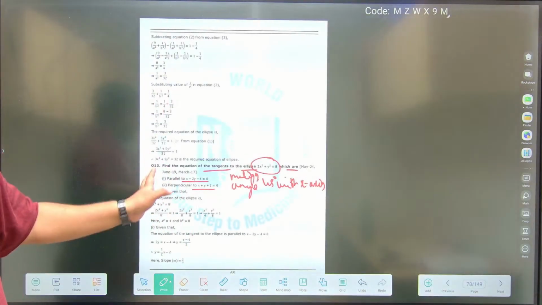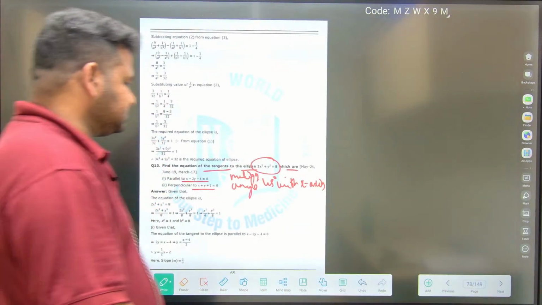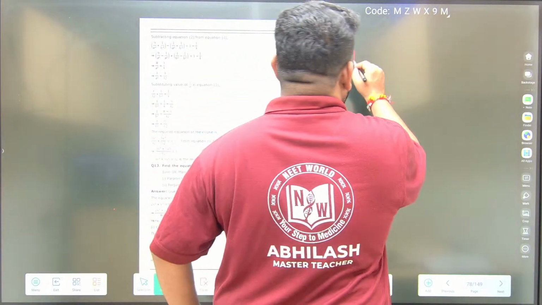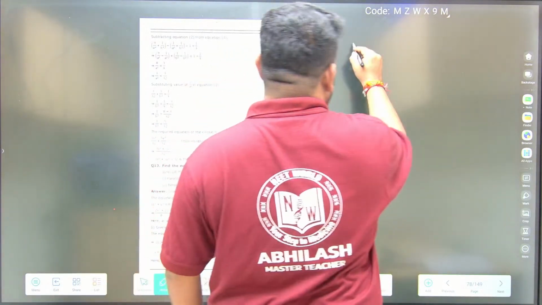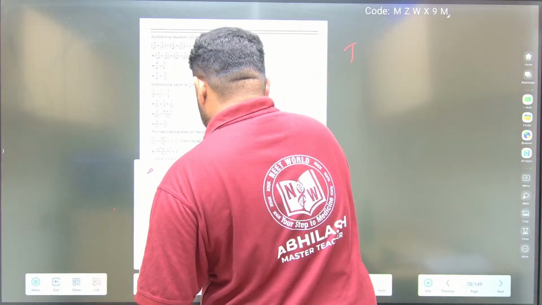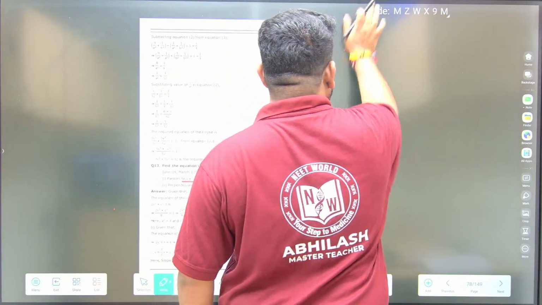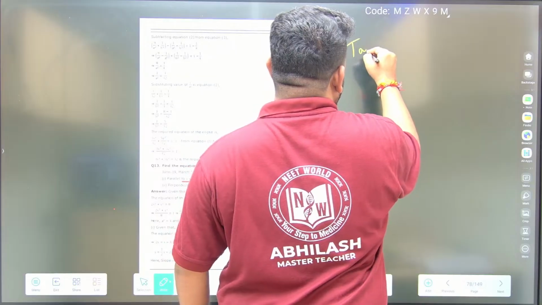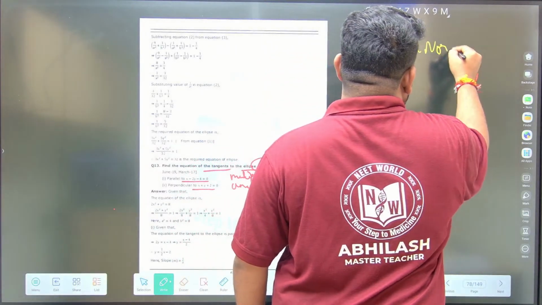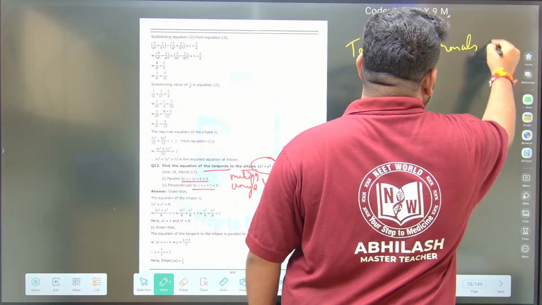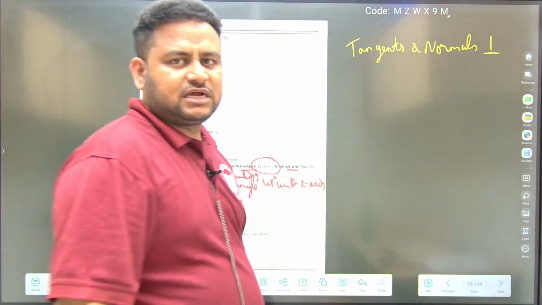If you are finding tangents, normals are easy. If you talk about tangents and normals, they are perpendicular to each other. Okay, tangents and normals are perpendicular to each other.